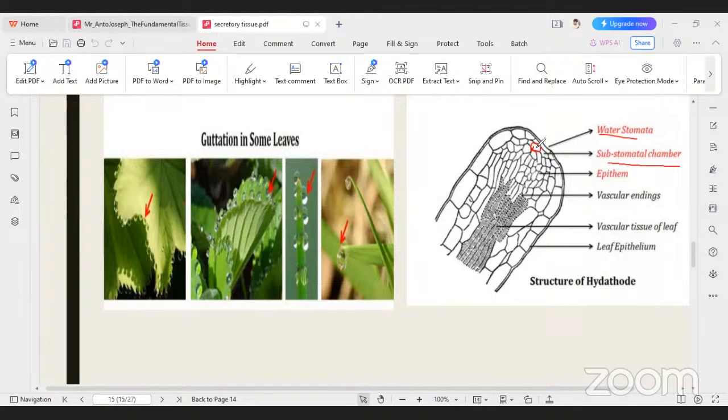In general, at which time does high transpiration take place? Morning, afternoon, or evening? Afternoon. But the guttation process mostly takes place in the morning. It does not depend on the sunrise. What happens during the morning time? The excess water is stored in the substomatal chamber. This excess water in the substomatal chamber is released in the form of drops one by one.